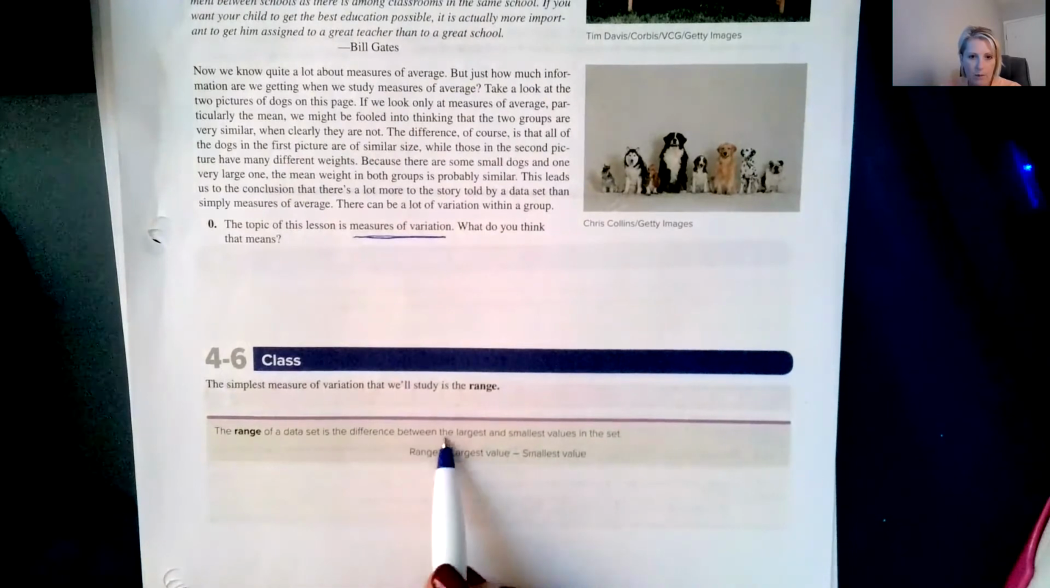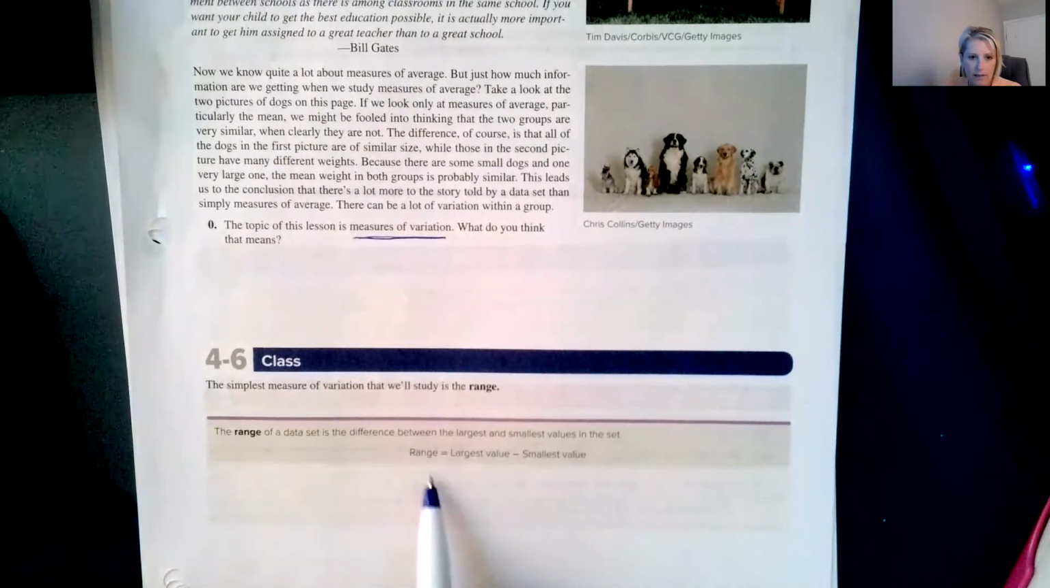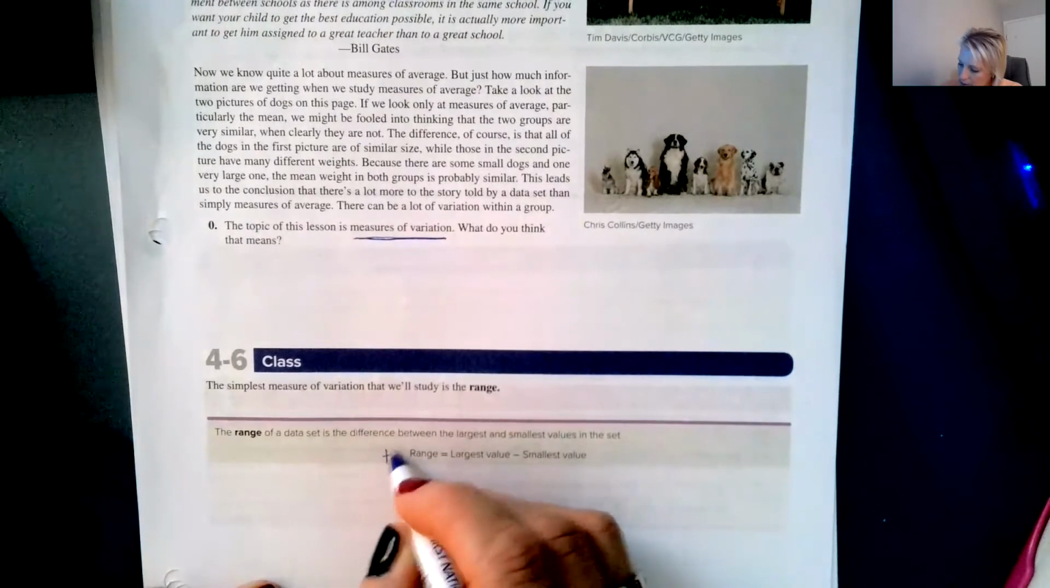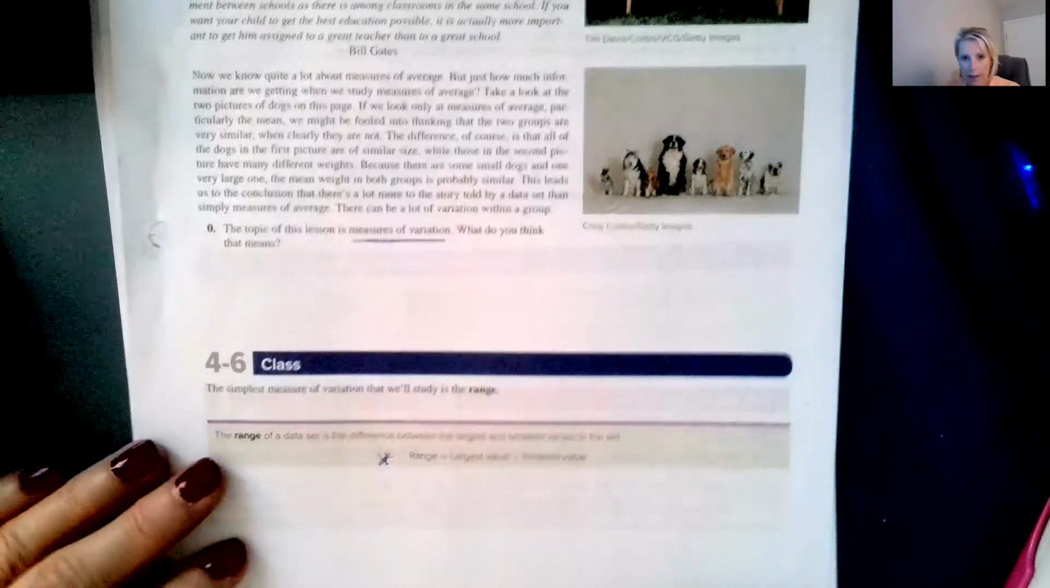The first measure of variation that we're going to look at is the range of a data set, that is the difference between the largest and the smallest values in the set. You're going to have to know how to calculate this for the project and for the final exam.